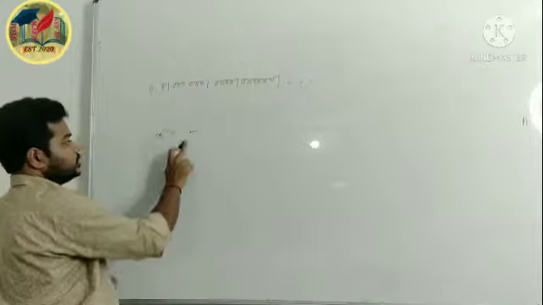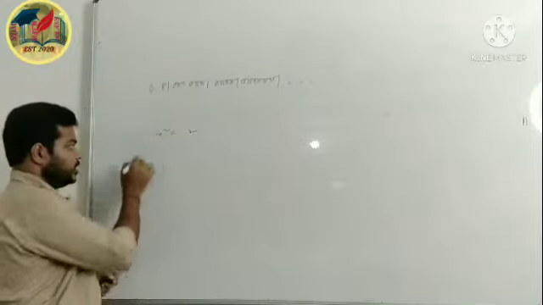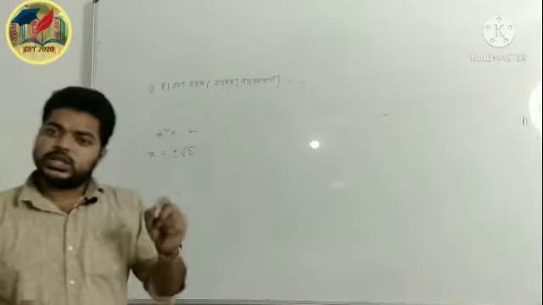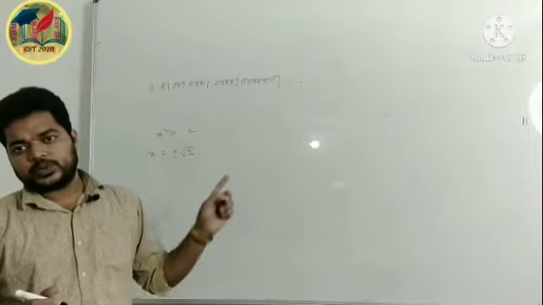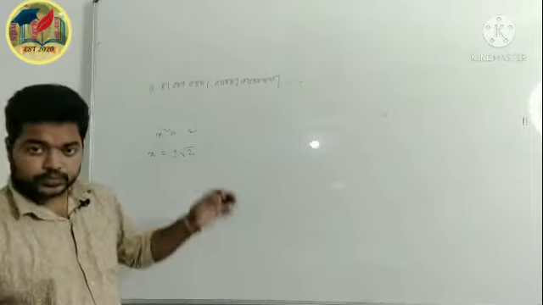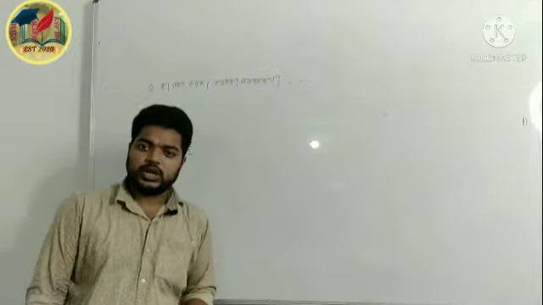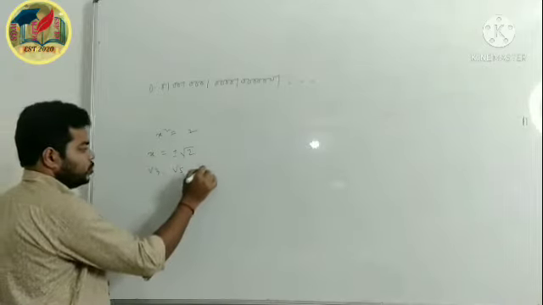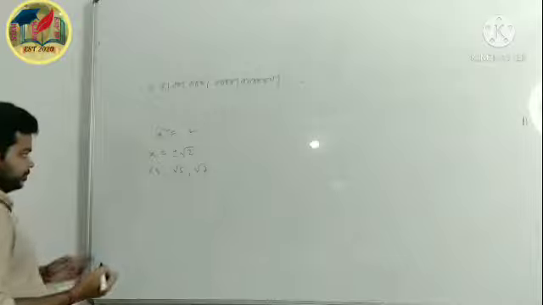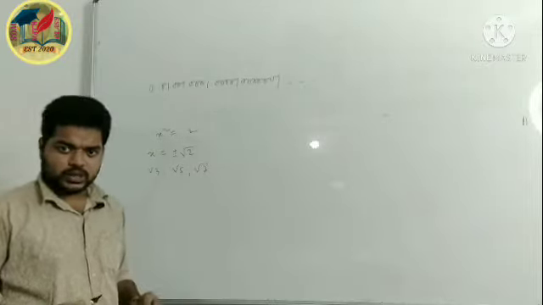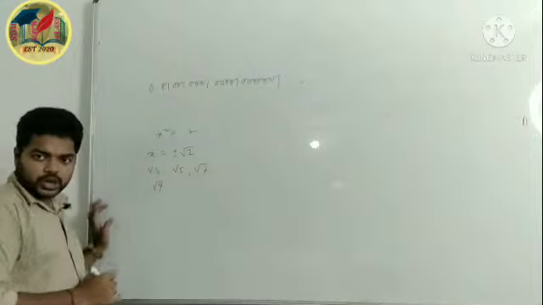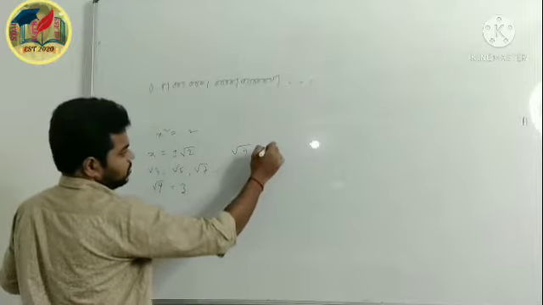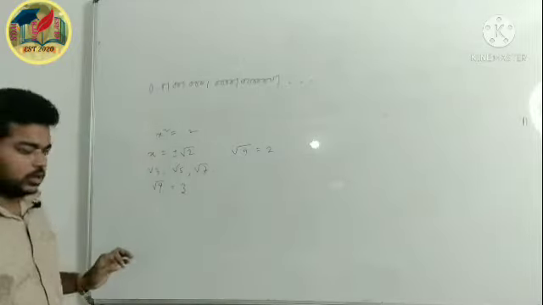X square equal to 2. Then x equal to plus minus under root 2. This under root 2 is an irrational number because decimal expansion of root 2 is non-terminating and non-recurring. Clear? Similarly, root 3, root 5, root 7, all these are irrational number. Clear? But root 9 is not an irrational number because root 9 equal to 3. Root 4, this also not an irrational number because root 4 equal to 2. Clear?